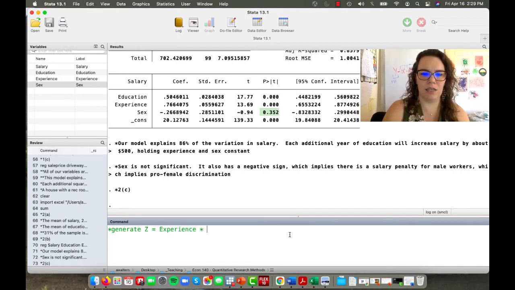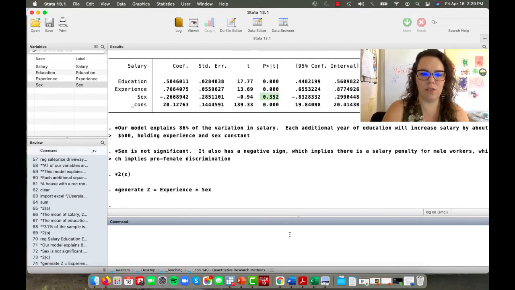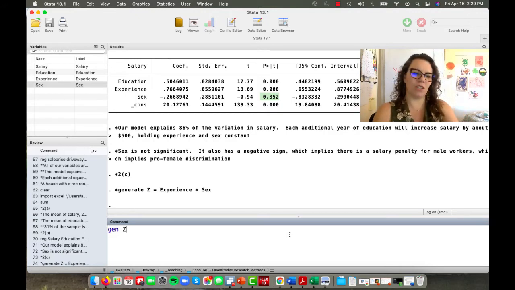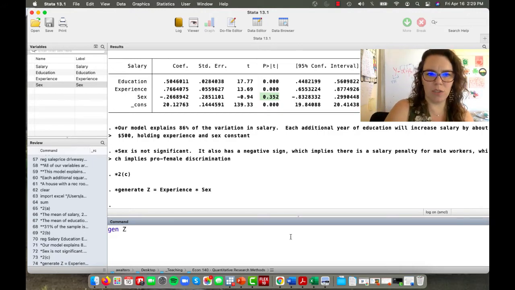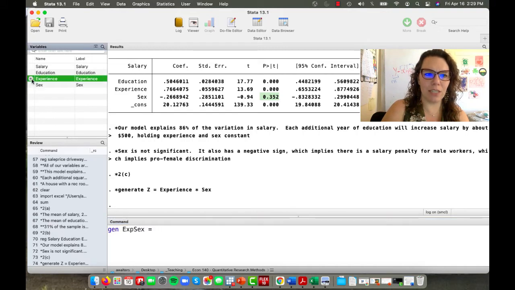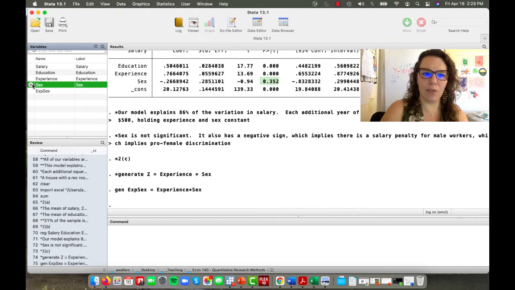So we want to generate Z equal to experience times sex. The command for that is gen, and I'm just going to call it Z. We can call it sex experience, you can call it interaction term, you can call it whatever you want. You get to name it whatever you want. I actually do like to say what it is so I don't forget, especially if you get multiple interaction terms going. And then we define it mathematically. So I take experience, multiply it by sex, and I get my new variable.